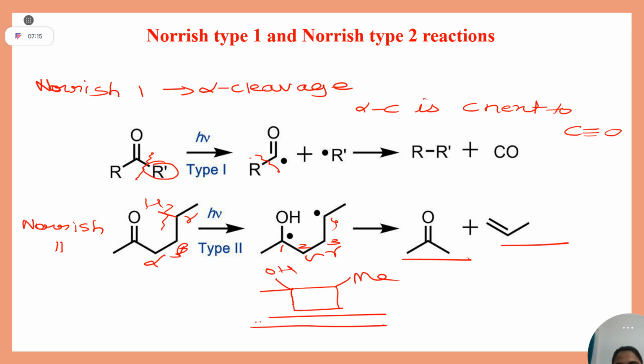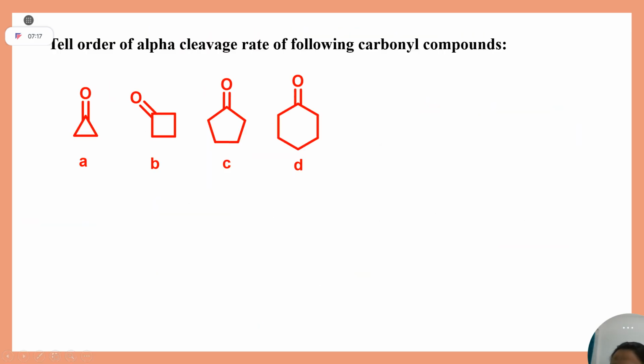Yes, ma'am. Okay, good. If clear, this is problem number one for today's session. Tell the order of alpha cleavage rate of the following carbonyl compounds. Take 30 seconds and think. Ma'am, A is the fastest one. A, B, C, D, you are saying? So according to you, the answer is A, B, C, D, right? Yes, ma'am. Can you tell me the reason? Ma'am, the ring size, the ring constraint.